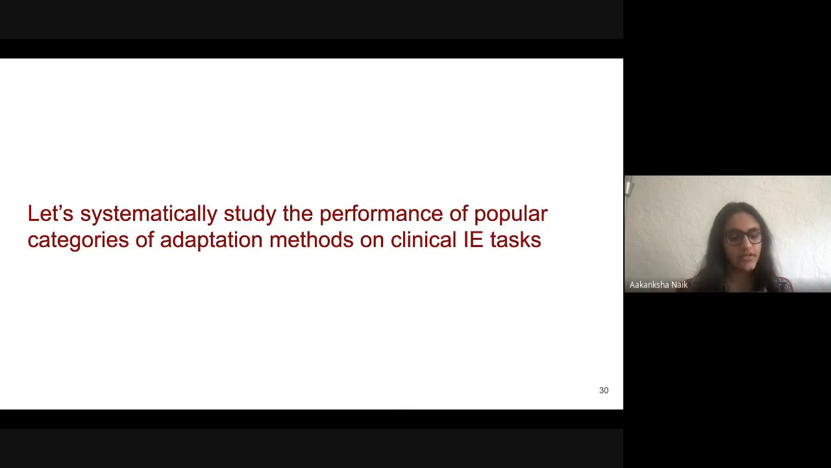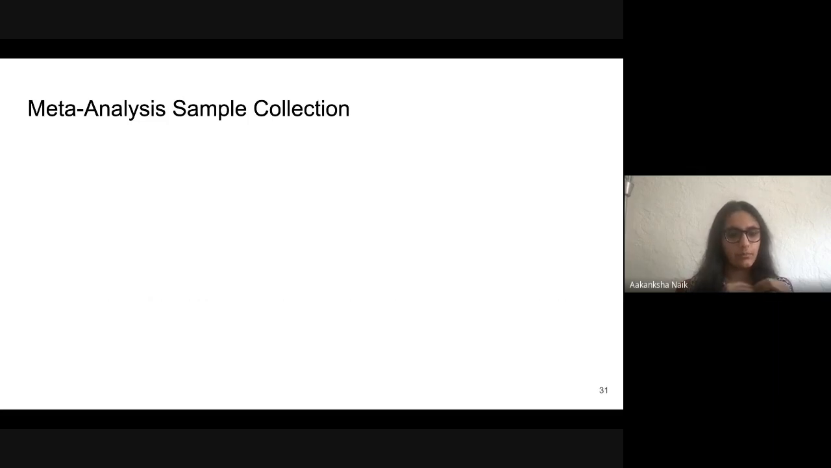So to do that, we decided to take a step back and systematically study the performance of popular categories of adaptation methods on a broad range of clinical information tasks. But before we do this, we need to actually know what are the popular categories of adaptation methods and what are the principles underlying them. So to do that, we did a qualitative meta-analysis of transfer learning research from the past 20 years or so.